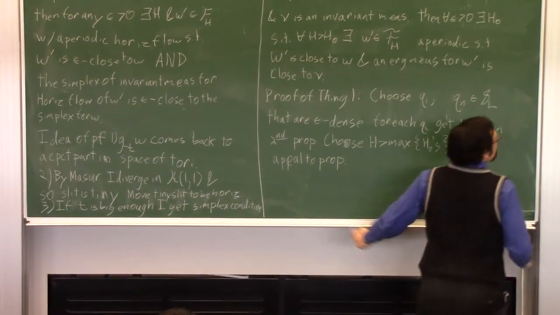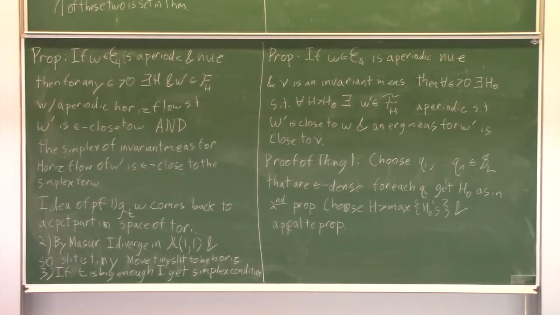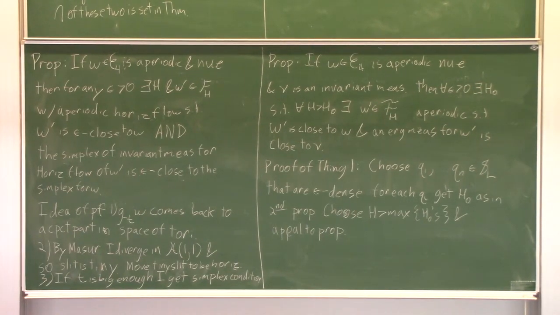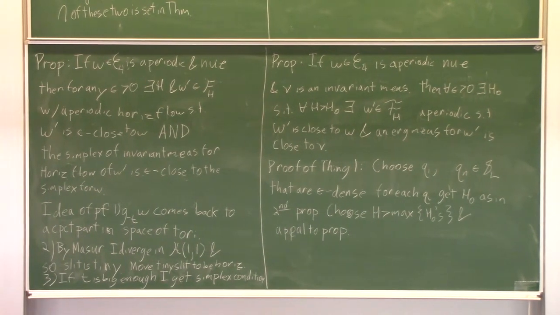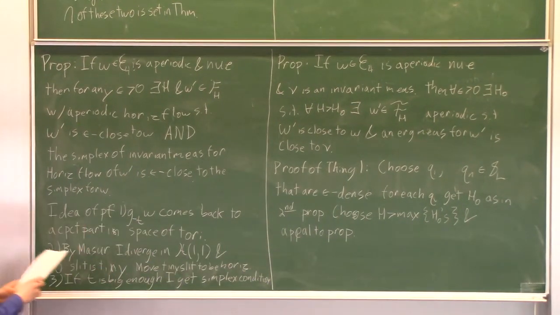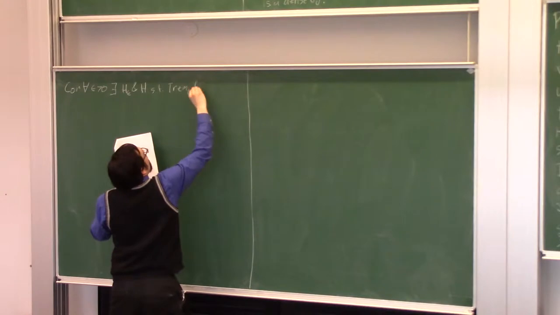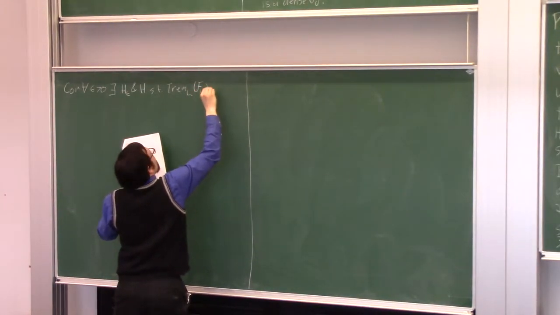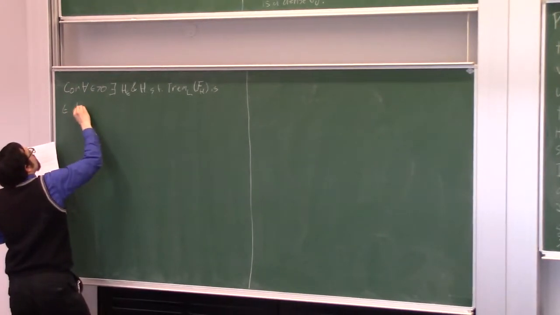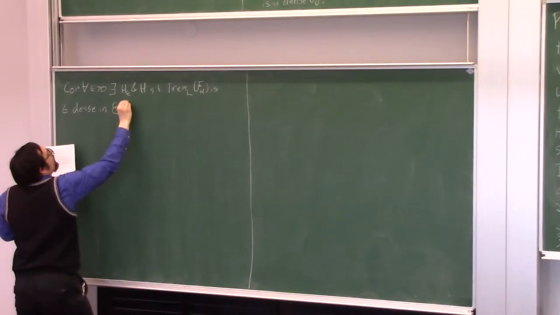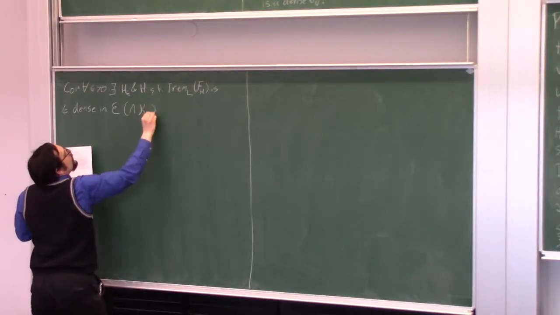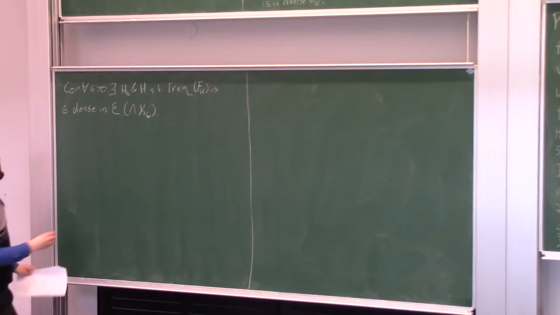Okay. So now we have the following corollary. For all epsilon greater than zero, there exists H sub epsilon and H so that the trim sub L of F sub H is epsilon dense in E intersect a compact set. Okay, so that's our happy corollary. And now what we can do is we can appeal to Hedlund.